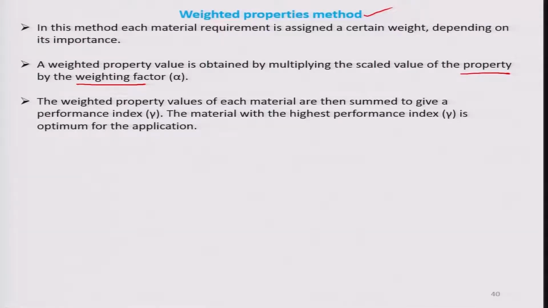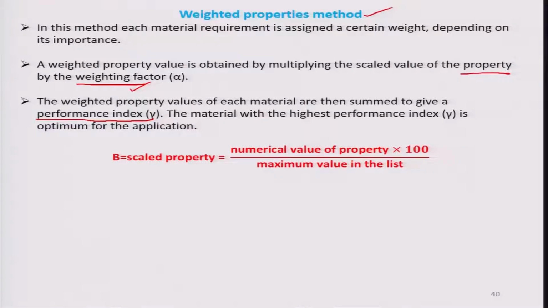And the weighted property values of each material are then summed to give a performance index. The material with the highest performance index is optimum for the application. Okay. So, in this method, our goal is to make a performance index using the weighting factor and scaling factor. So, first, here B is equal to the scaled property.